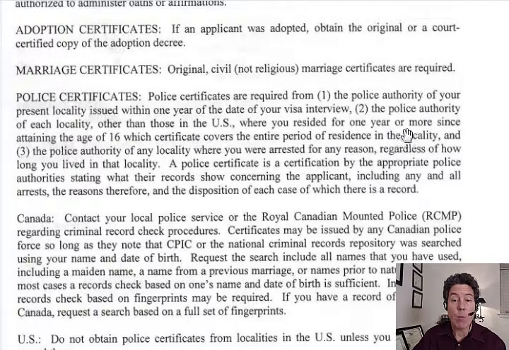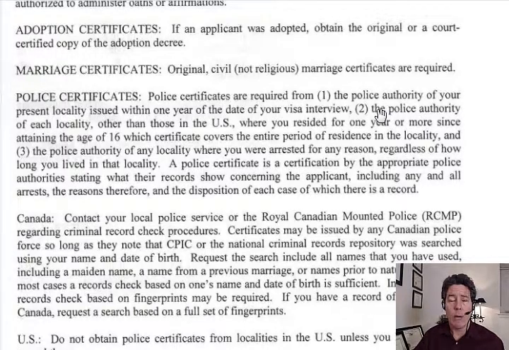Where you resided for one year or more since attaining the age of 16, which certificate covers the entire period of residence in the locality. Okay, so here's where your present one is, and all the other places you've lived. If you've lived in a lot of different places, this could take a long time to do.